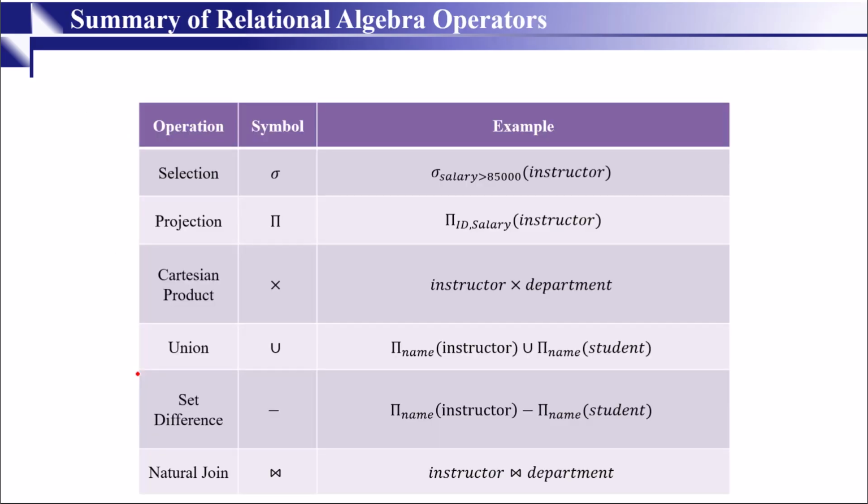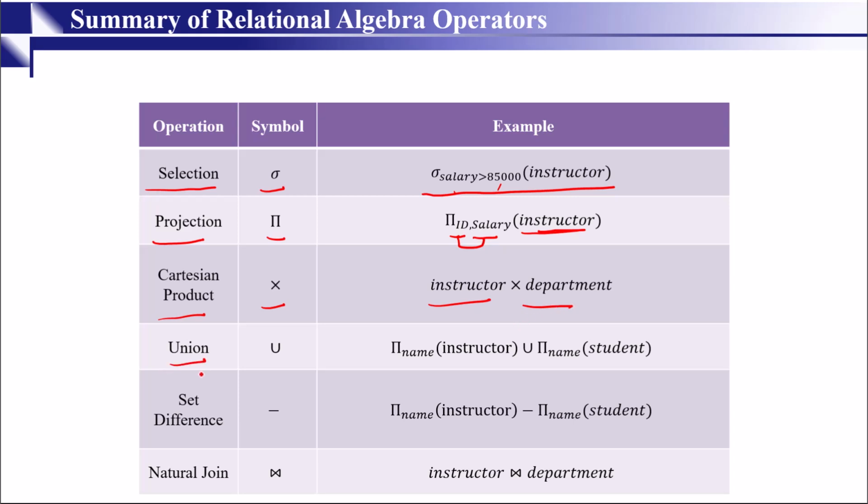So here is a summary of what we studied so far. We had selection operator, the symbol was sigma, and for example, I want to take out the records in the instructor's table where the salary is more than $85,000. Then we had projection operator, we show by pi, and in here we select columns. It means in instructor tables, I'm interested in ID column and salary. Then we have Cartesian product, we show by times, like Cartesian of two tables.